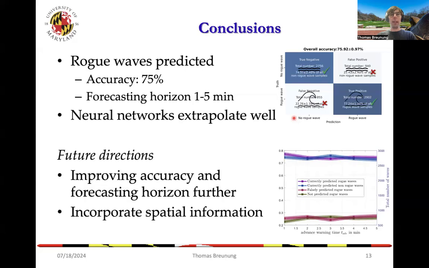For the future, we are thinking about ways of improving the forecasting accuracy and horizon further. One way to do this, for example, is by incorporating spatial information, because the buoy location is a single point observation. We have not incorporated any spatial information in the network, but in reality, waves travel through the ocean, so they do have spatial information. So this could further improve the accuracy and forecasting horizon of our approach. With that, I'm at the end of this presentation.